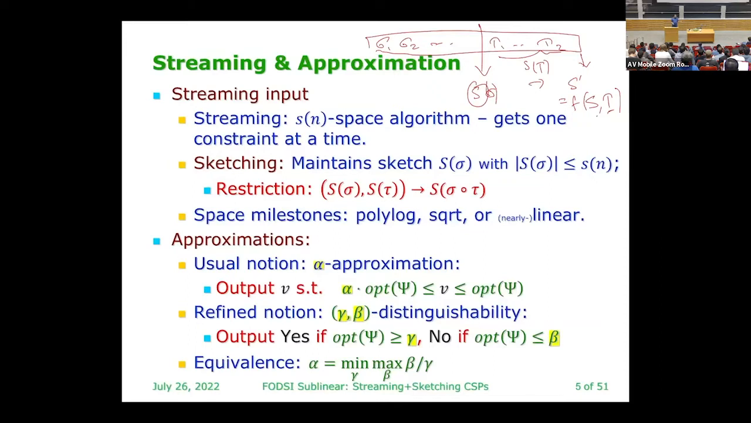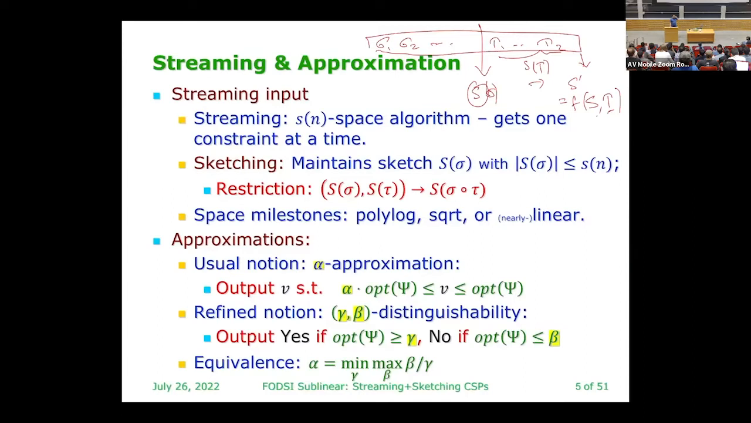This is significantly more restrictive than streaming algorithms. On the positive side, our algorithmic results will usually give us sketching algorithms. On the negative side, the full classification results that we have only apply to sketching. And for streaming, we have partial results. Okay, so any questions about what sketching algorithms are?